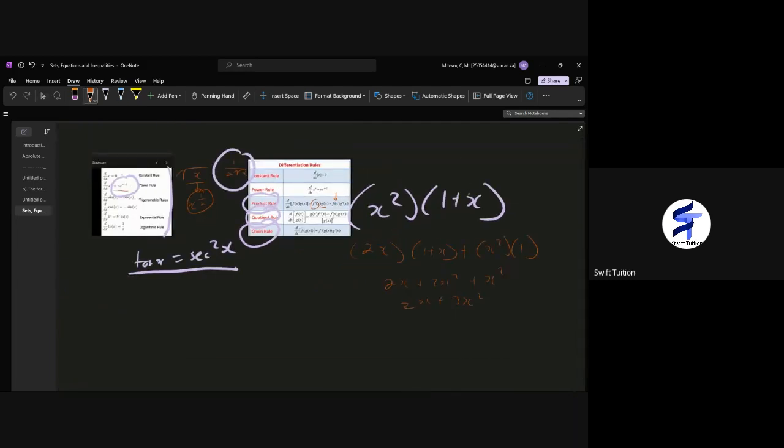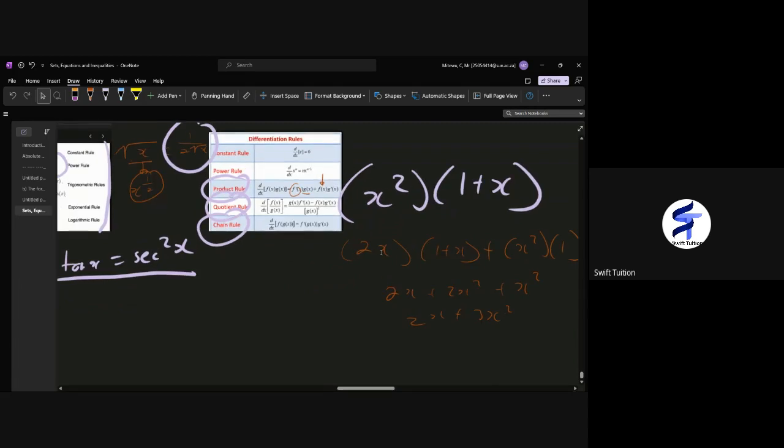So whichever rule you use, you're still going to arrive at the same answer, whether it's the power rule or the product rule. But oftentimes the product rule is the easier method if they give you a product of two functions, so that's something to bear in mind instead of using the power rule. So that is essentially that.